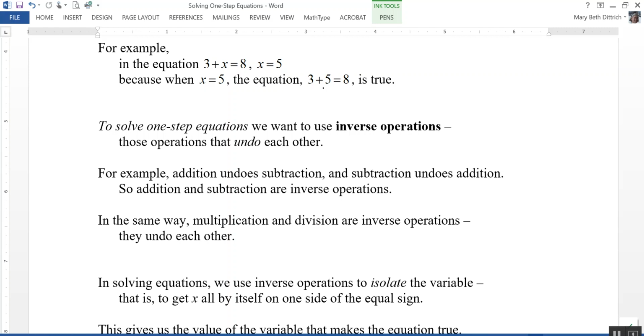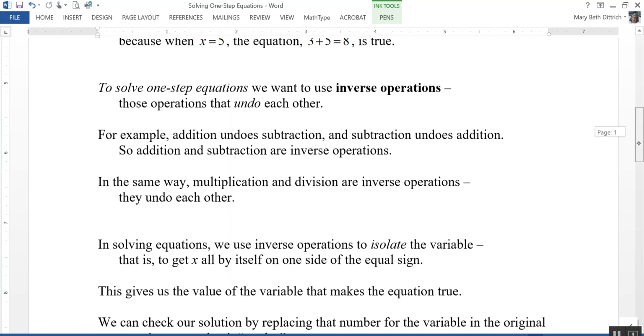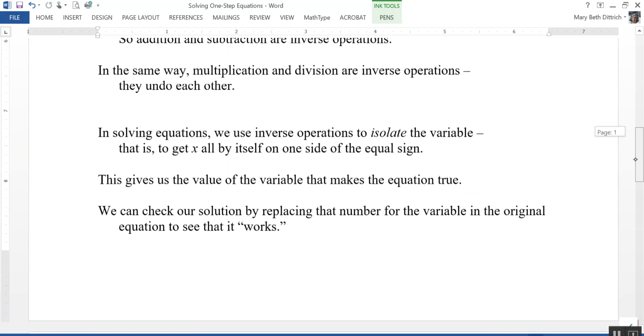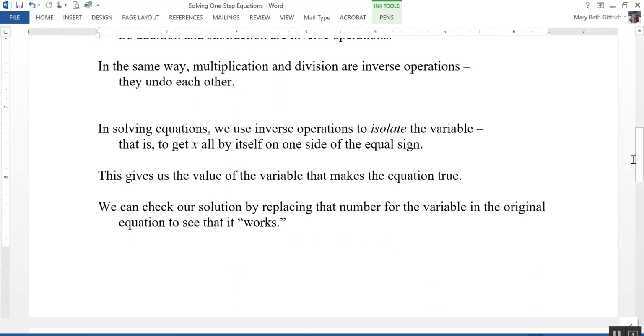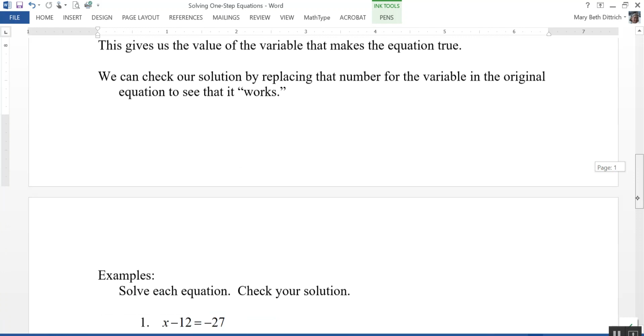In solving equations, we use inverse operations to isolate the variable. That is, to get x all by itself on one side of the equal sign. This gives us the value of the variable that makes the equation true. We can check our solution by replacing that number for the variable in the original equation to see that it works. So let's try several examples here.